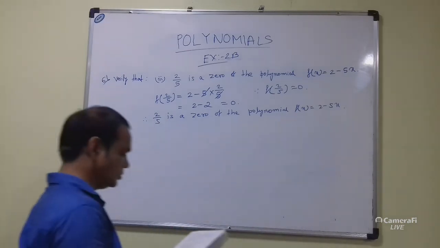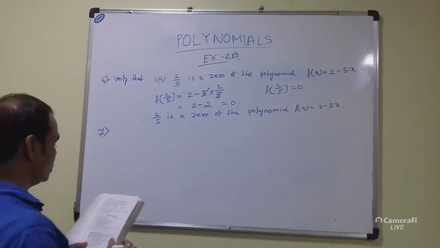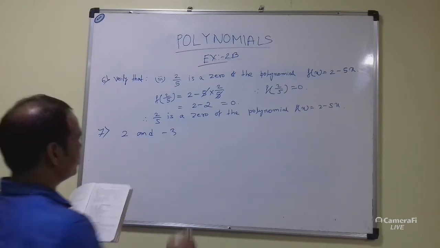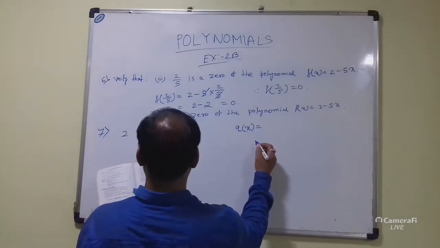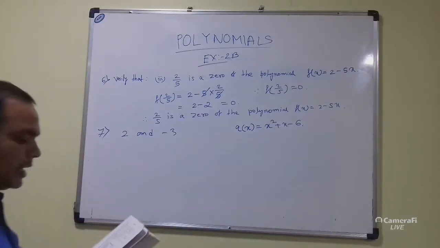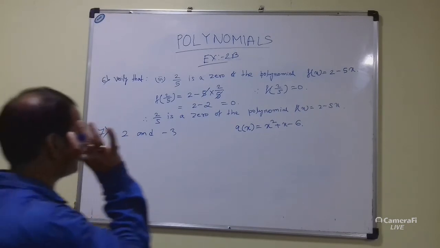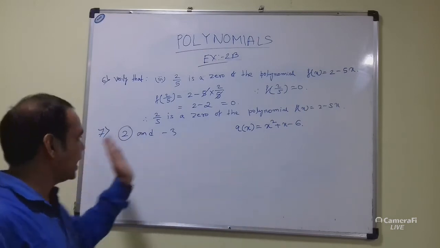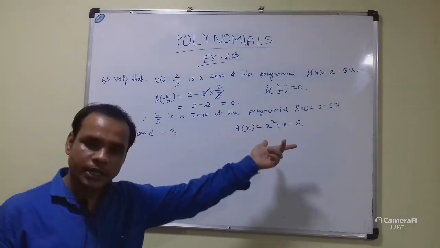Now problem number 7. The problem is we have to show that 2 and minus 3 are the zeros of the polynomial q of x is equal to x square plus x minus 6. So at first we have to take 2 in the place of x, and then we have to take minus 3 in the place of x, because we have to prove that both are the zeros of the given polynomial.